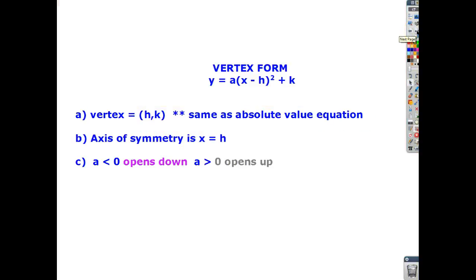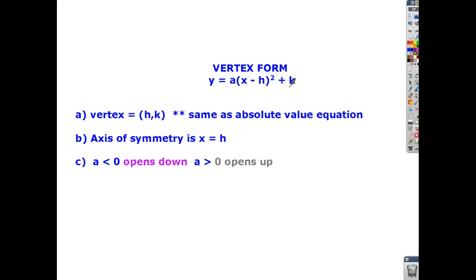All right, so first, here's vertex form. We've got y is equal to a, similar to the a that we used in the previous ones, y equals ax squared plus bx plus c. In this case, we've got h and we've got k, okay? So h and k are going to be the vertex.